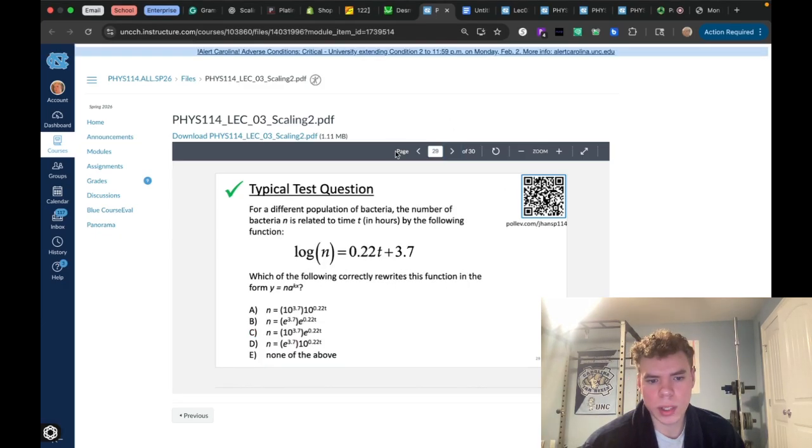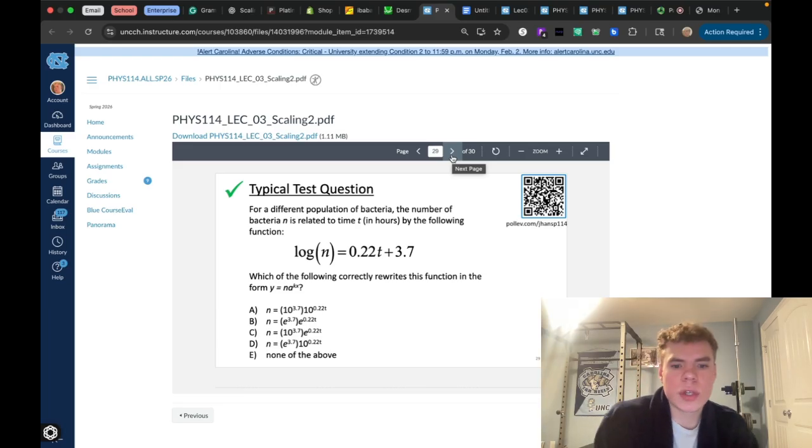But you got to know it for the test. So here's another question I'll probably get wrong. For a different population of bacteria, the number of bacteria n is related to time by the following function of time. Which of the following correctly rewrites the function in exponential form?